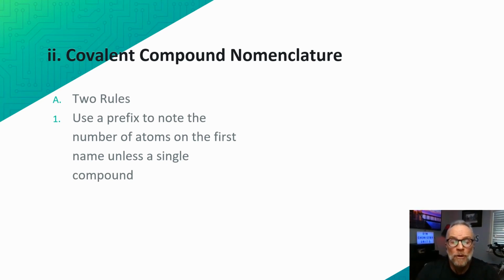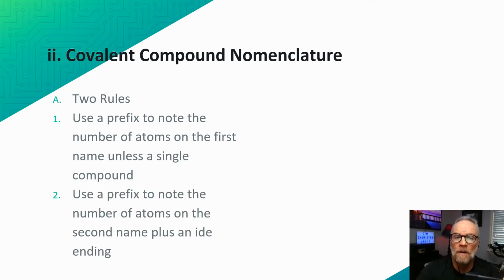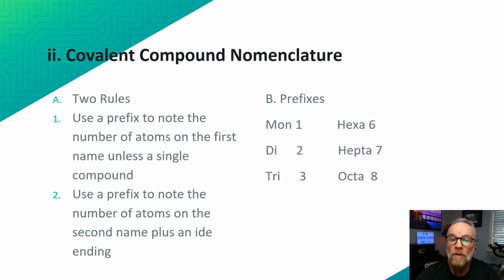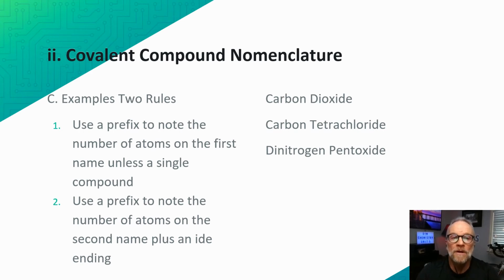You use a prefix to note the number of atoms on the first name unless it's a single atom. And then you use a prefix to note the number of atoms on the second name plus an IDE ending. So we'll use these two rules, and you probably won't even need the rules after you've done some practice. So here are the prefixes for the number of atoms. Okay, so we're going to put up the two rules, and then we're going to go through and do examples.